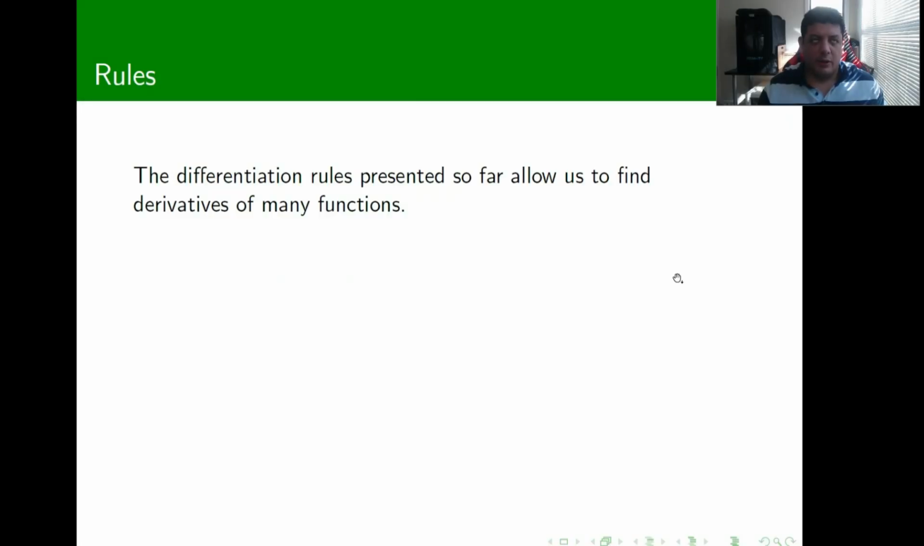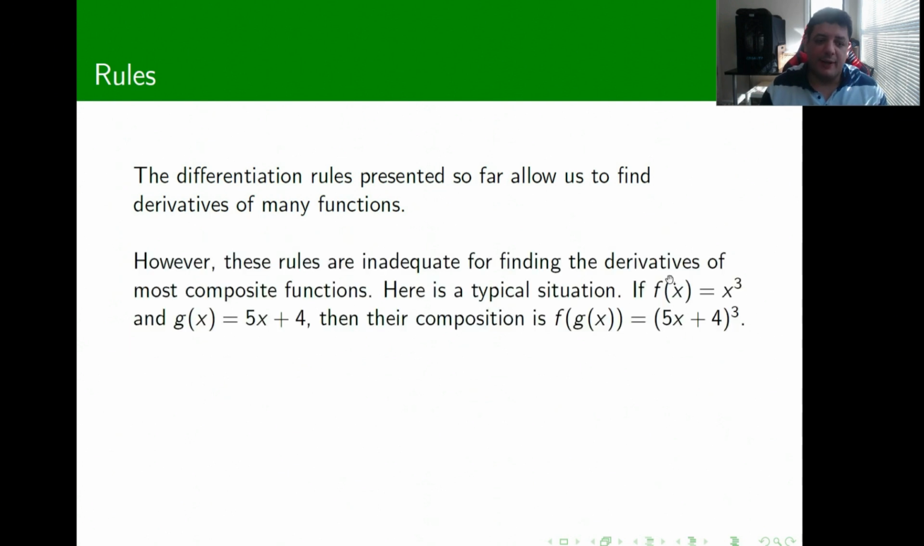So now we have a lot of differentiation rules that have been presented to allow us to find the derivative of many functions. But there are still some functions for which those rules are going to be inadequate. For example, if we have the function f of x equals x cubed and g of x equals 5x plus 4, we can make the composition of functions f composed g, and that's going to give me the function (5x plus 4) cubed.